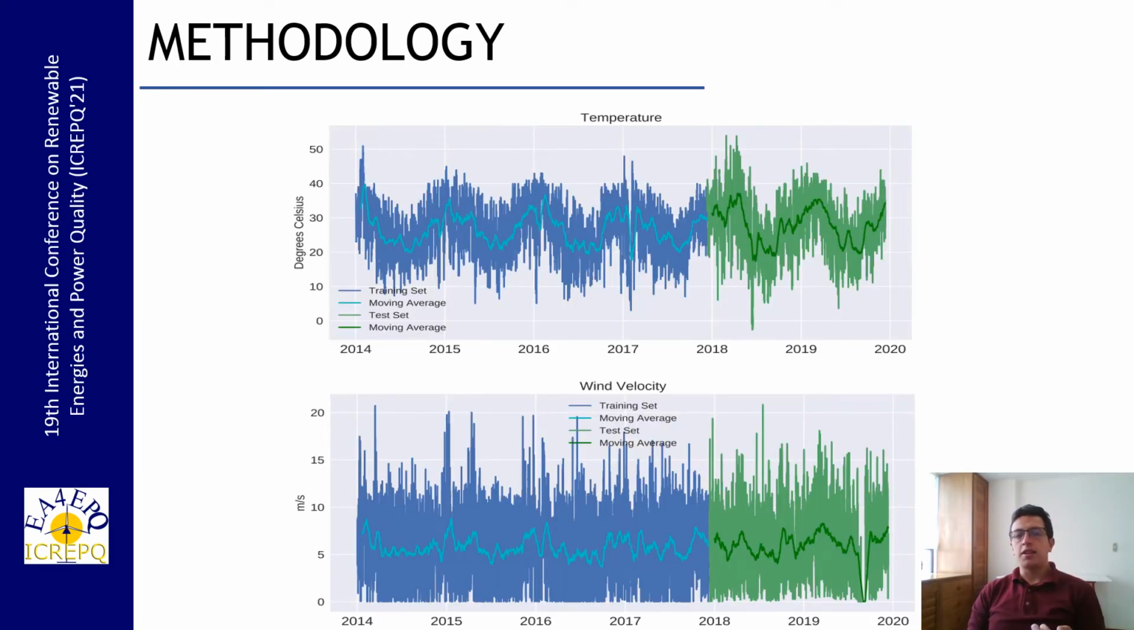If we look at this data in a graph, you can see here that these graphs represent the training data in blue tones and the test data in green tones. Here we have the two variables used. Above we have the temperature and below the wind velocity, with this split of the data: the blue the training and the green the testing.